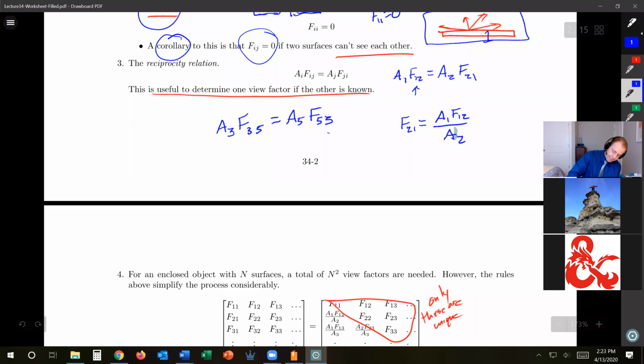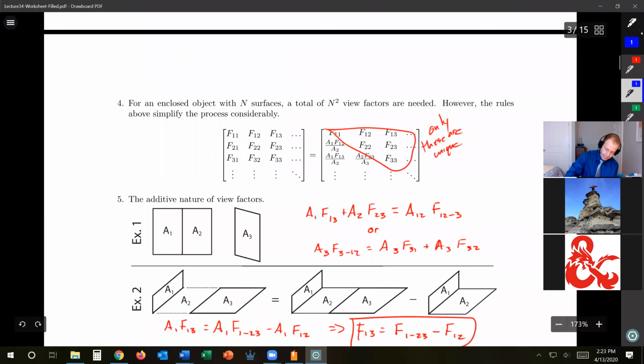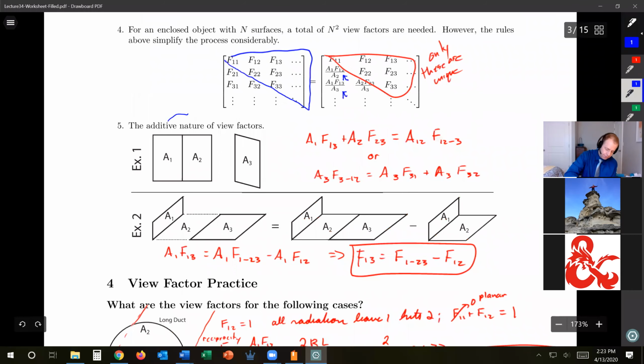The nice thing about this reciprocity rule that I have right here is you only ever need to know half, so to speak, of all the possible view factors, because you can always get the other half by reciprocity. You kind of see me sub that in there. There's one other rule that you can use, this additive nature of view factors.